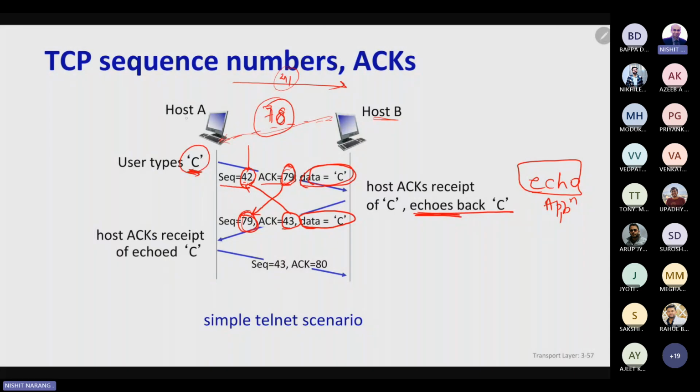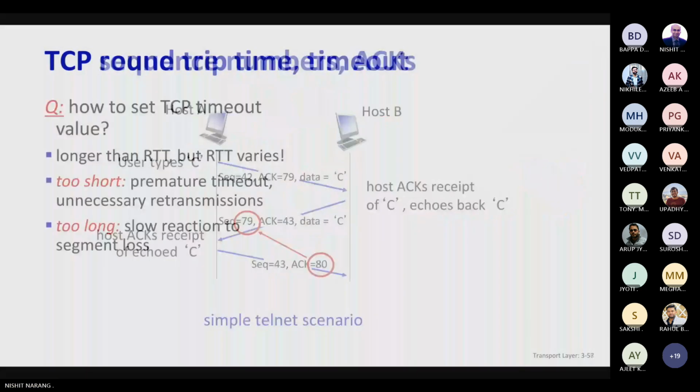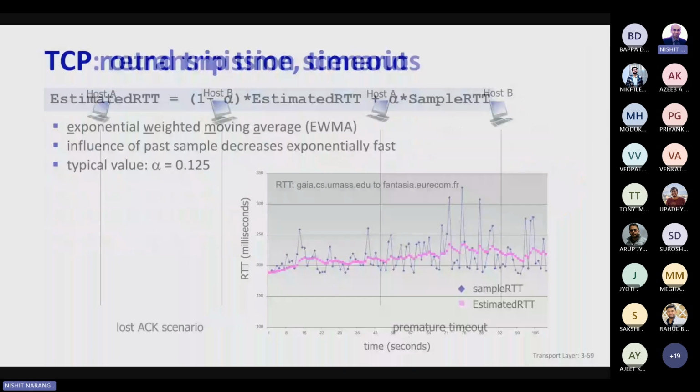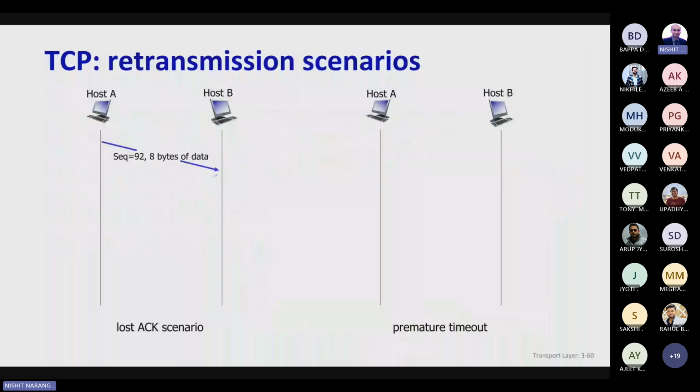Now, A doesn't have any more data to send. So what will it do? It just sends an acknowledgement alone, no data. So it will once again say sequence number 43, but acknowledgement 80. I'm acknowledging everything I've received till 79. Data C was received. So this is how ACK and sequence numbers work in TCP. Before I come to timeout setting, let me take a few examples of retransmission, first to make this fully understood.